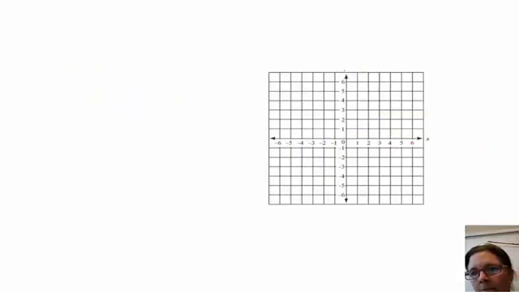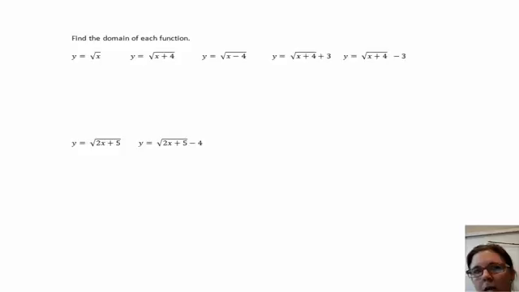Now a few more where we are asking for the domain. When it says to graph, you either need to make the table or you can just do it by its shifts, and I'll kind of explain the shifts here as well. So find the domain. Something like this is the parent graph where it was right there in the middle.